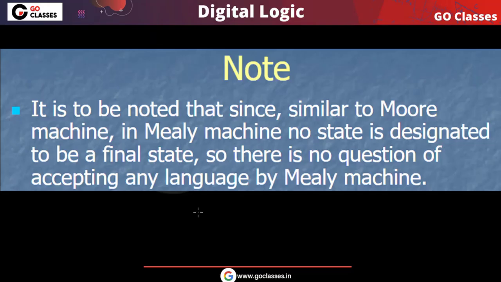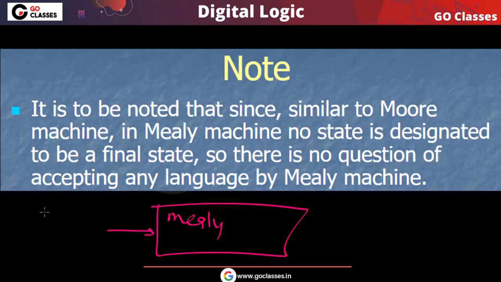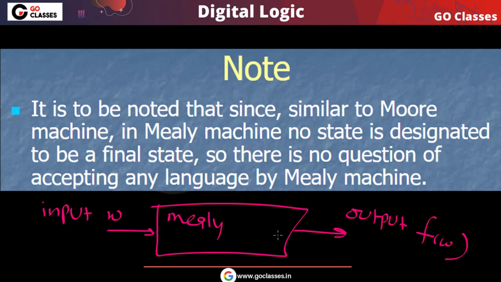Also we have seen that the Mealy machine and Moore machine are transducers. So there is no concept of final state. Remember, there is no concept of final state. These are not language acceptors. They will take some input and they will produce some output. There is no final state because the Mealy machine and Moore machine are not language recognizers. They are transducers.